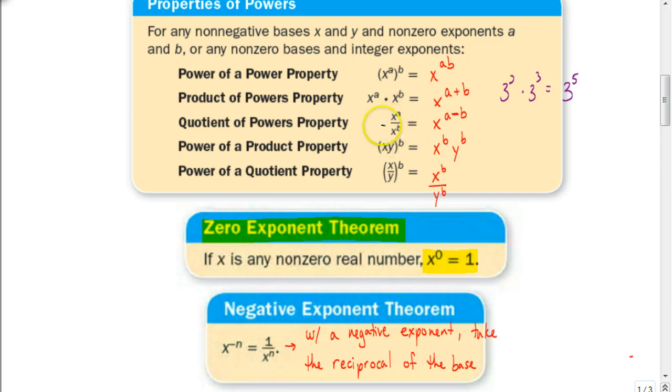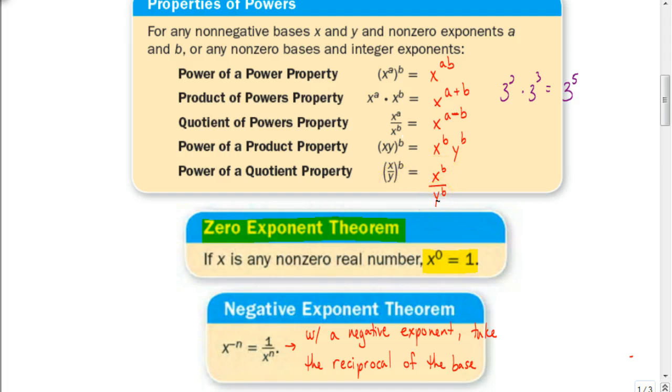Well, division is the opposite of multiplication. So if you're dividing and the bases are the same, we're going to subtract the exponents. If you're multiplying items inside of parentheses and you have an exponent outside the parentheses, that exponent applies to everything inside the parentheses. So the x and the y would both be raised to the b power. Same thing is true with division. If we're dividing inside of parentheses with an exponent outside of there, that exponent applies to both the numerator and the denominator.